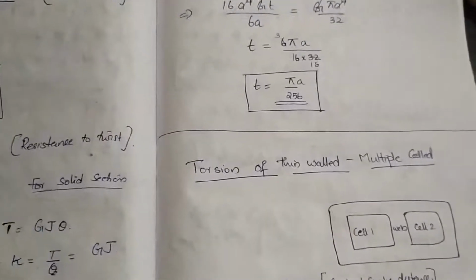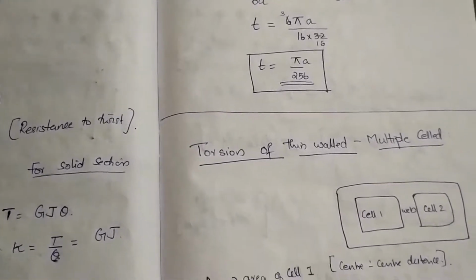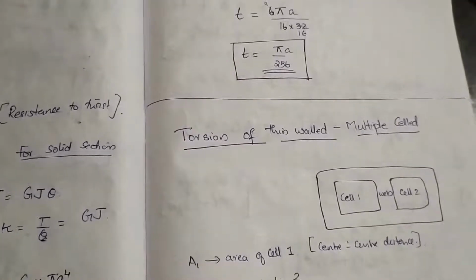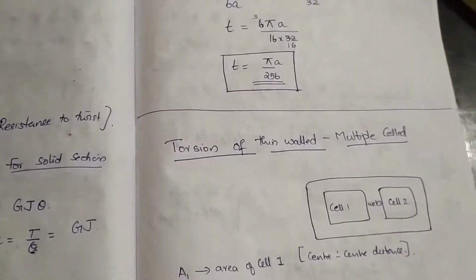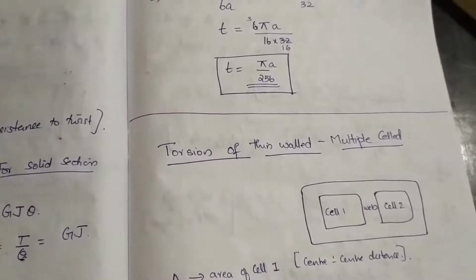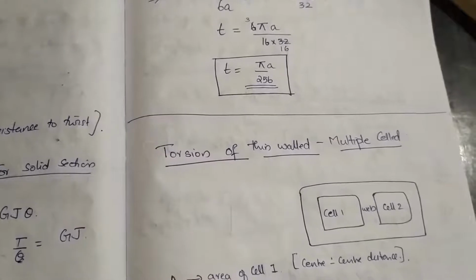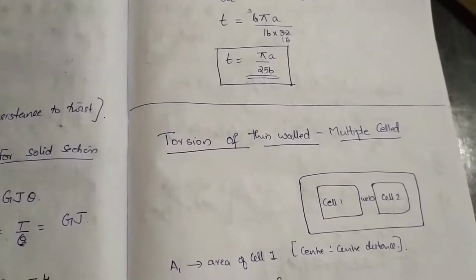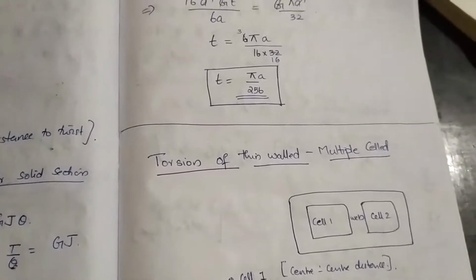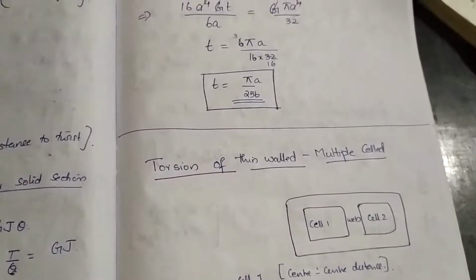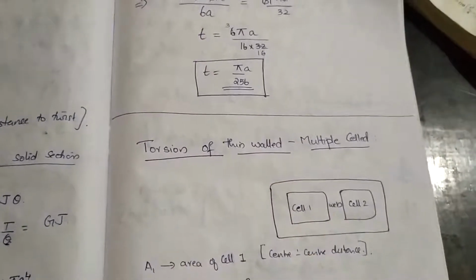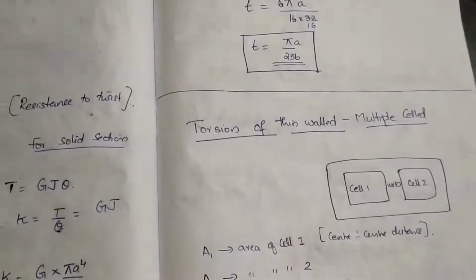Good morning all. Today we are going to deal with torsion of thin walled multiple cell problems. Last lecture we were doing problems regarding single cell thin walled sections, and we have found the terms shear flow, torque, angle of twist of those sections, right? Now what happens if there are two cells? So two or multiple cells.